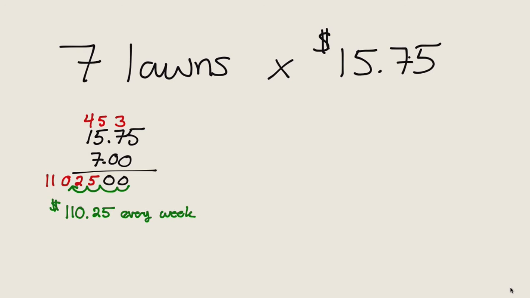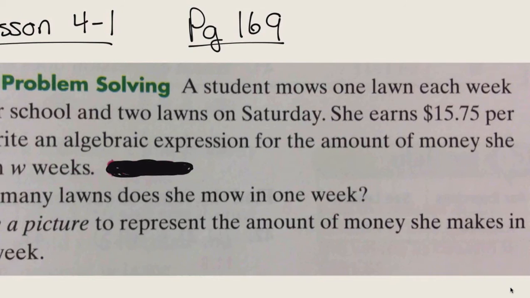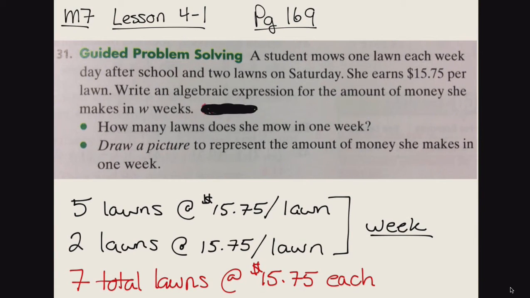The question is from our guided problem solving. Not how much does she earn every week, but how many lawns does she mow in 1 week? It is 7. But it first asks us in that top part, write an algebraic expression for the amount of money she makes in W weeks.